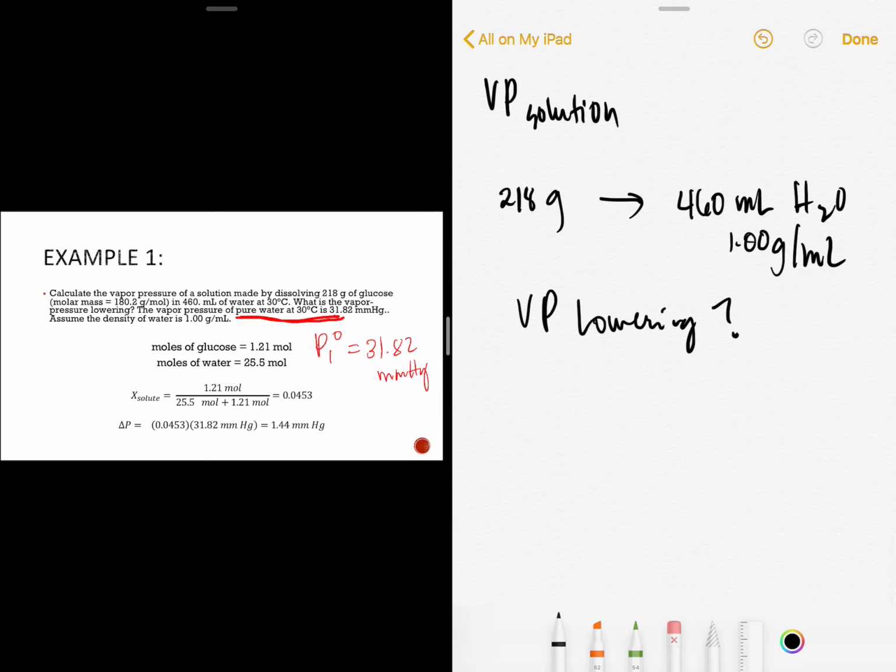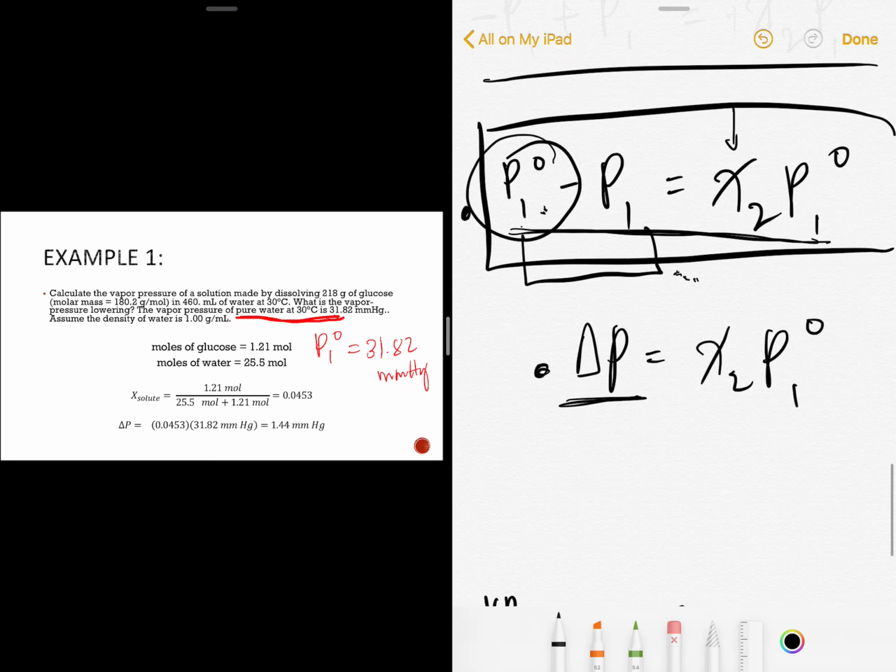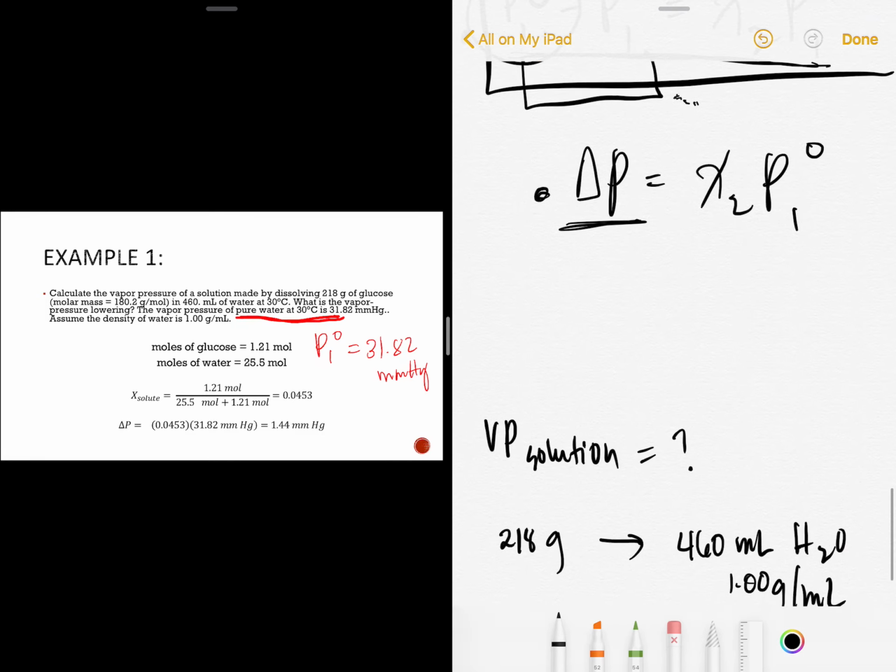Assume the density of water is 1 gram per ml. So you are looking for the vapor pressure of the solution and the vapor pressure lowering. If you look at this formula, asan yung vapor pressure ng ating solution? Ito yung sa pure. Basta may naught, pure yan ha. Let's rewrite the formula. P1 naught minus P1 is equal to the mole fraction of your solute times P1 naught.